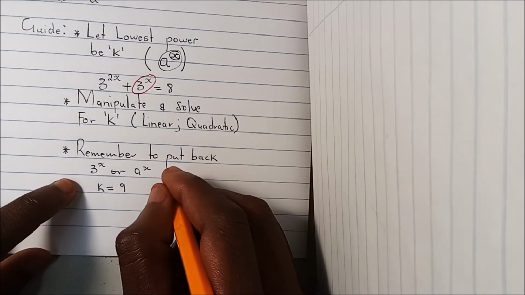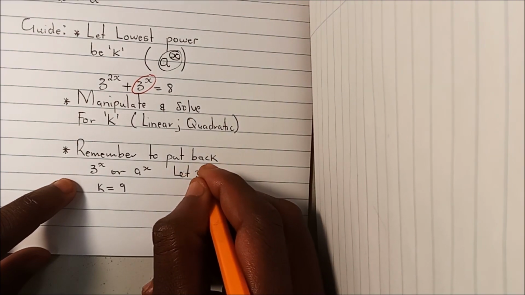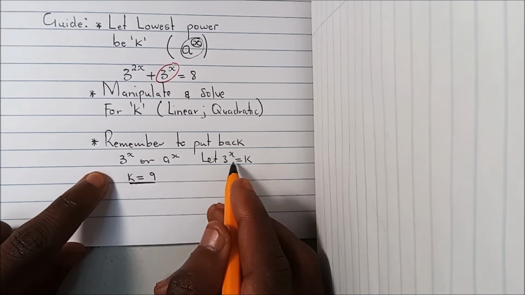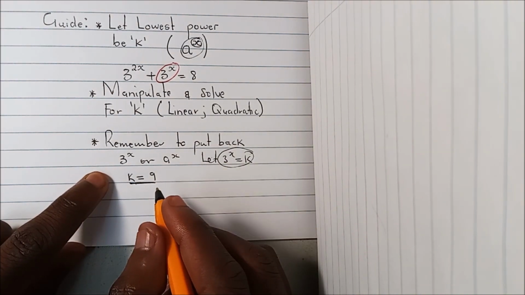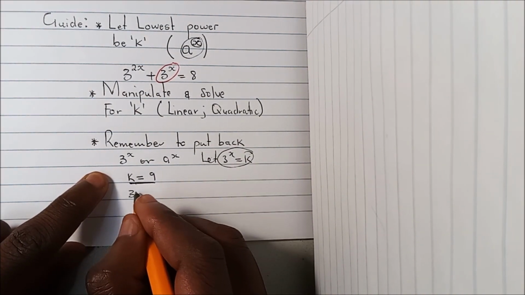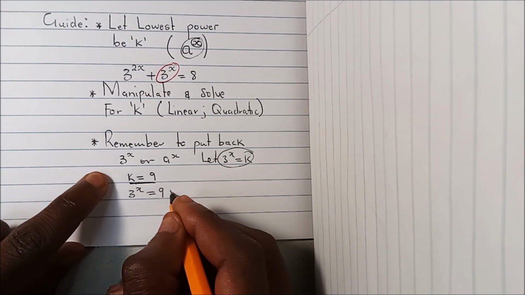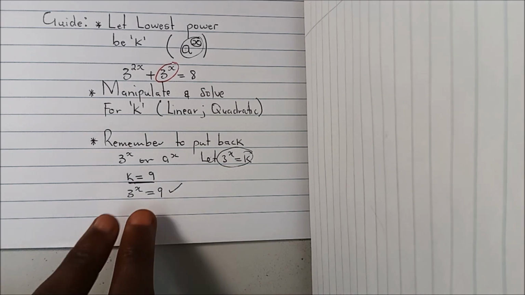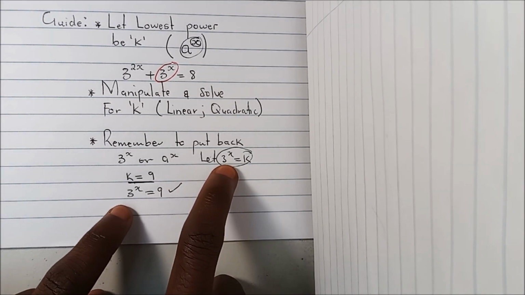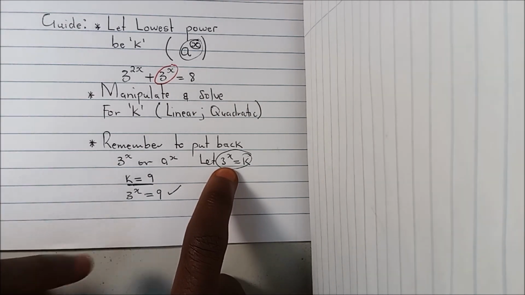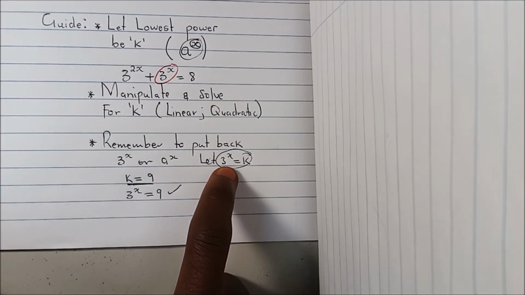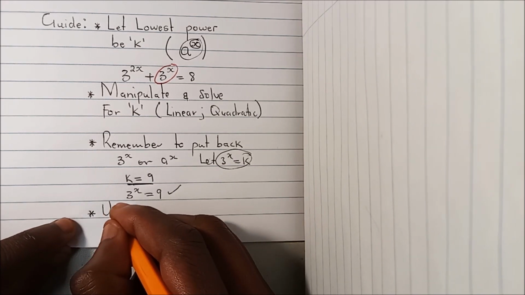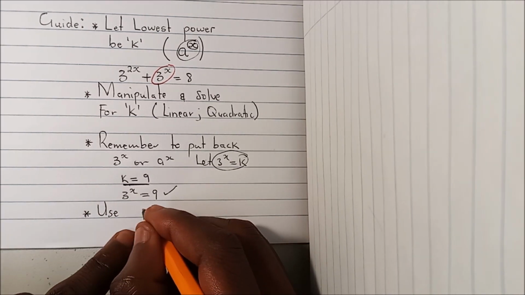Let's say we let 3 to the x be k. Once you solve for k, you need to bring back the argument that you made at the start. So now we will have 3 to the x equals 9. That is what the point is about. You need to bring back the original variable that was in the equation. And then you use this fact.